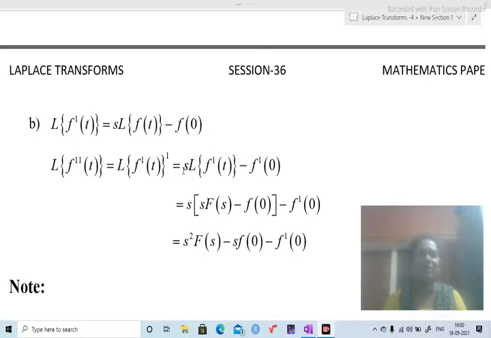So we are going to get s into L of f dash of t minus f dash of 0. Already we know this value, substitute, then we are going to get this step. Multiply with s, s into s is s square, F of s minus s into f of 0 minus f dash of 0. So second one is also completely proved.